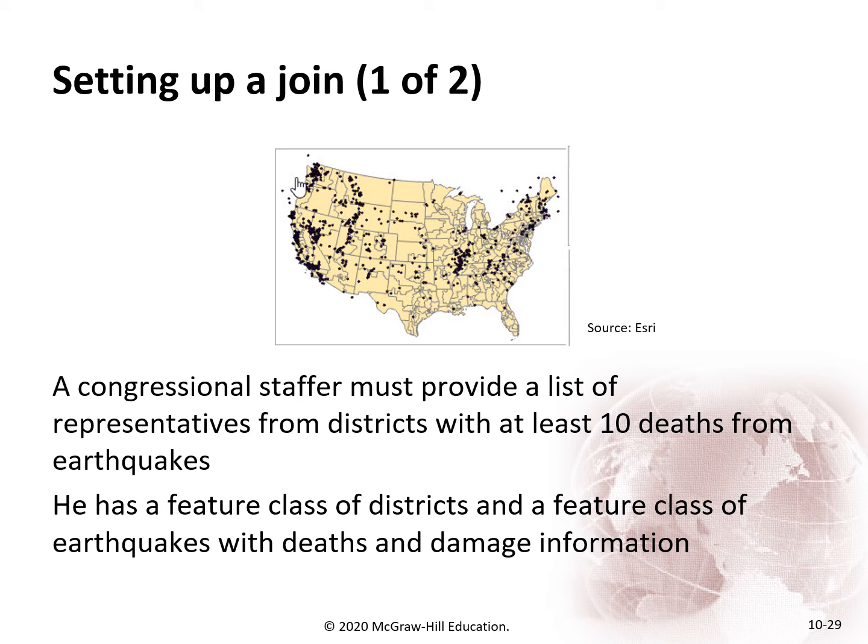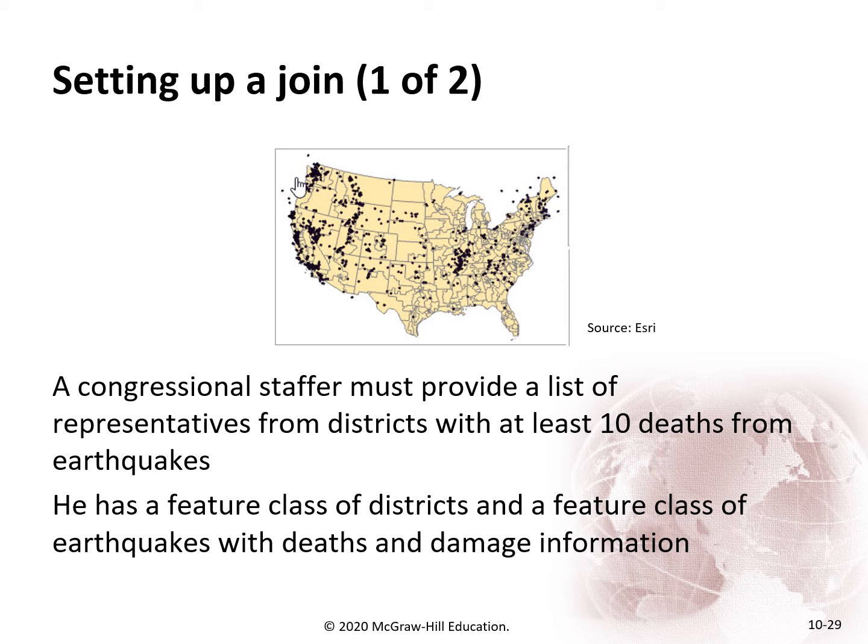So here we have an example. A congressional staffer must provide a list of representatives from districts with at least 10 deaths from earthquakes. It seems kind of obtuse, but imagine you're serving on a congressional committee that is trying to properly allocate earthquake preparedness funds, and you're trying to come up with a metric for where that money should go, or if there should be additional funding in certain areas. If at least 10 people have died from an earthquake in that area, it needs more funding than locations with fewer deaths. That's a threshold they set.